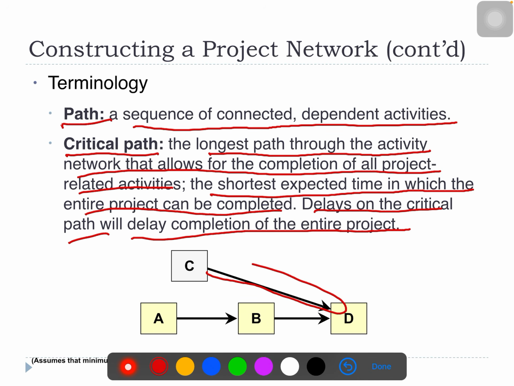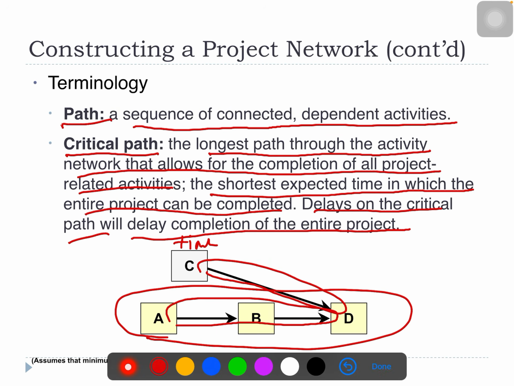Between C and D, this is the path. Between A, B, and D, this is the path. Okay. When you have the data of the time for each activity to be completed, then you will know which one has the longest sequence. Then you know, hypothetically, I would say A, B, and D would have the longest time sequence. I would assume this is the critical path. But at the end of the day, it depends on the time taken to complete the activities and the one that uses the longest time to complete.